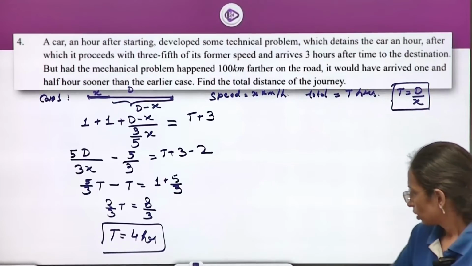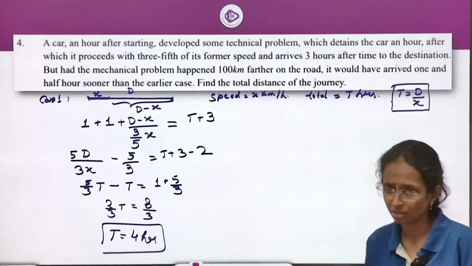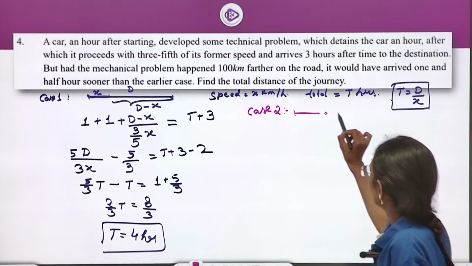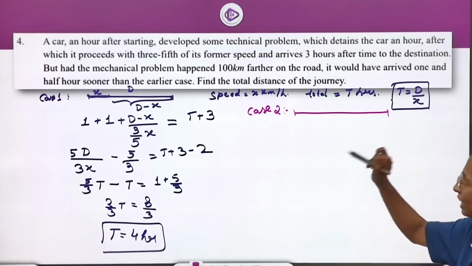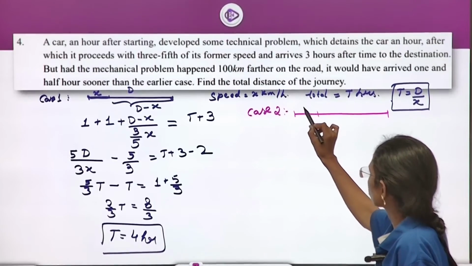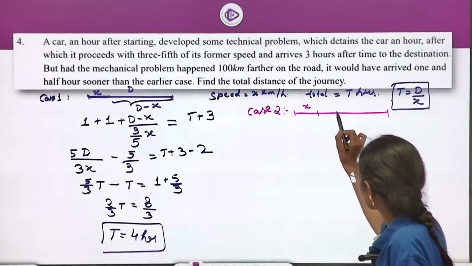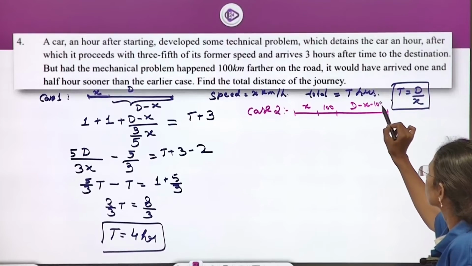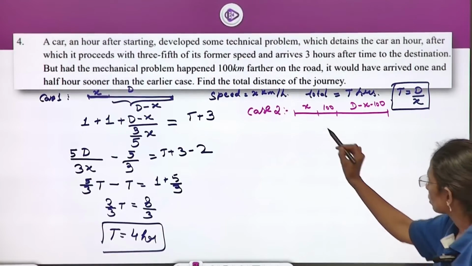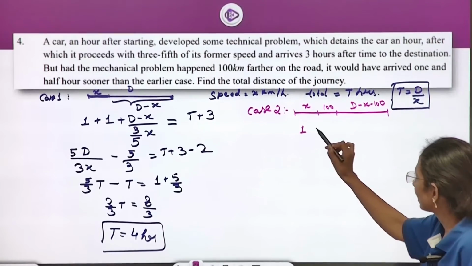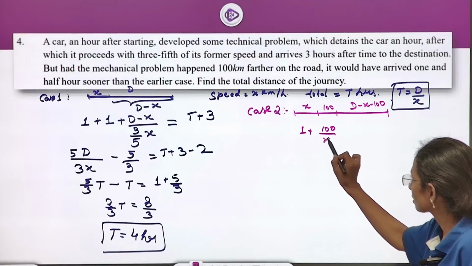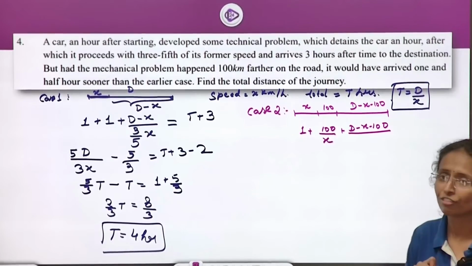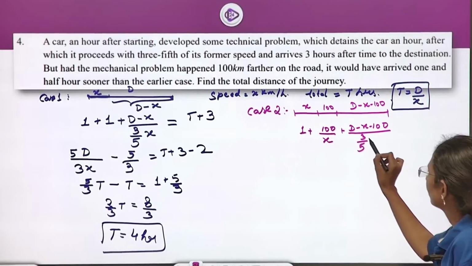Now, I need to calculate the total distance. So, coming over to case 2. In case 2, they are saying that the mishap would have happened 100 kilometers farther. So first of all, they had traveled for 1 hour, that is x distance, and then the 100 kilometers. Now, the remaining distance is d minus x minus 100. Traveling x takes 1 hour, 100 kilometers would be traveled in 100 by x hours, and the remaining distance d minus x minus 100 with the speed of 3/5 of x.